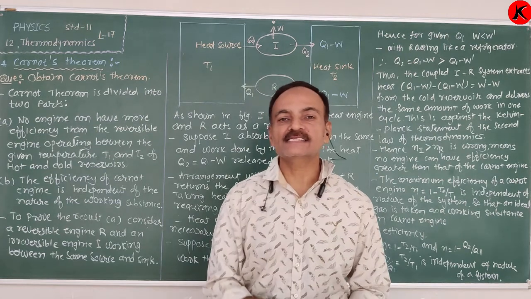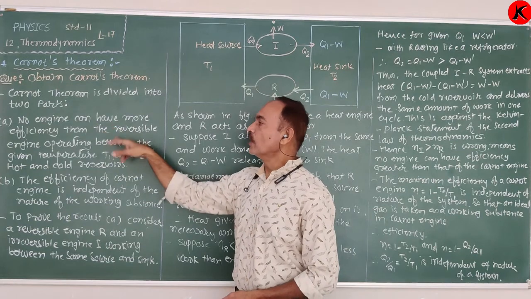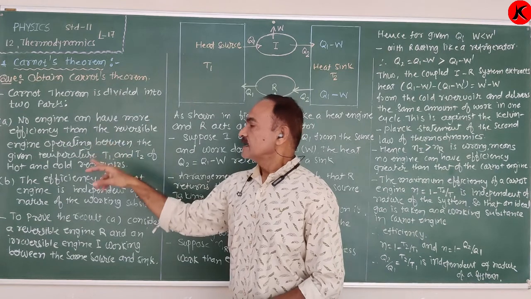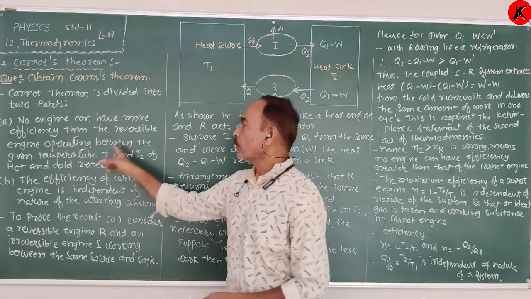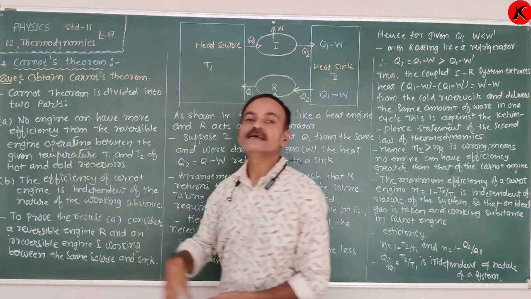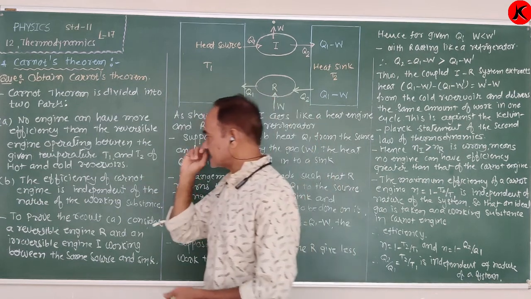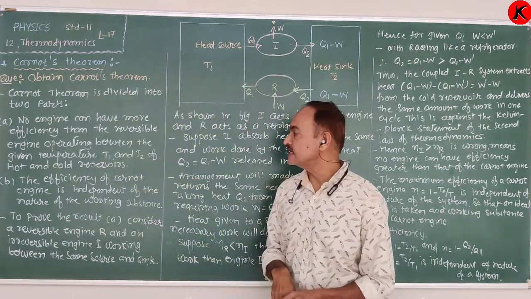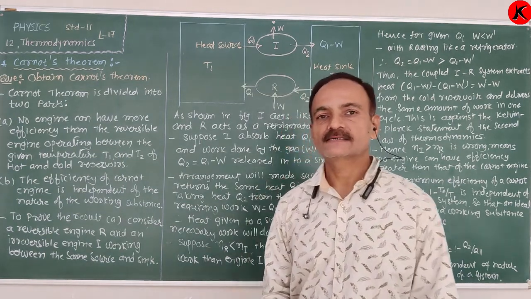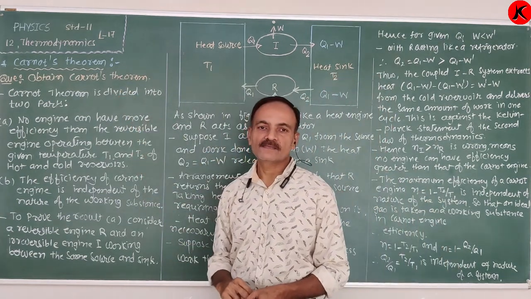Only the Carnot engine has the maximum efficiency. No other engine has more efficiency than the Carnot engine. This engine is reversible and operating between the two temperatures T1 and T2. T1 is the temperature of the hot reservoir and T2 is the temperature of the cold reservoir. Right? And second is that the efficiency of the Carnot engine is independent of the nature of the working substance. So these two parts represent the Carnot theorem.